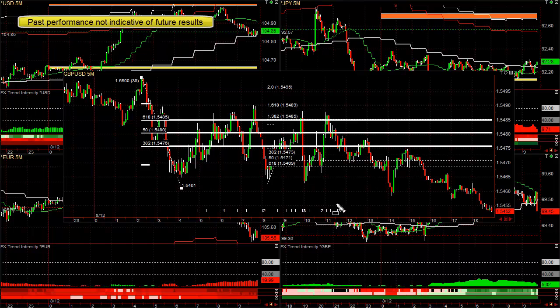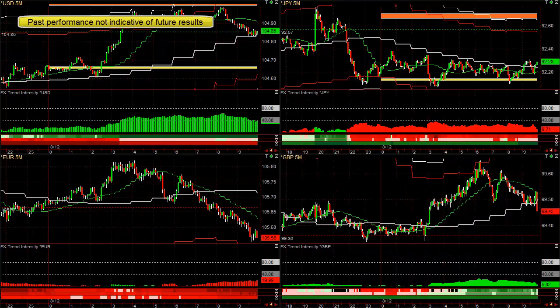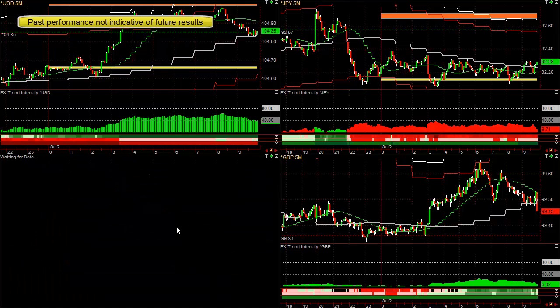Now, the perfect trades, the easiest trades, are not even shown on these four charts. We'll put up some other currencies. Swiss, see what that one's doing. And the dollar exploded up, maybe the Swiss was the weakest.